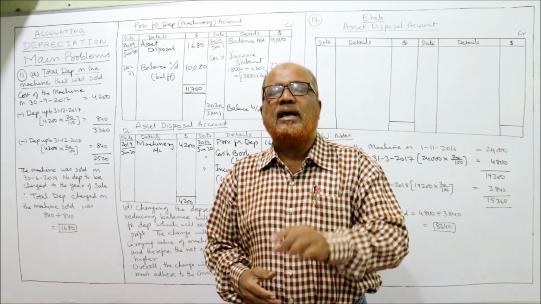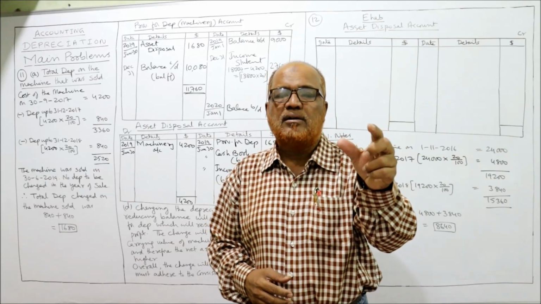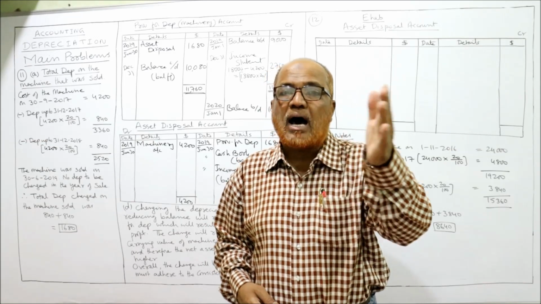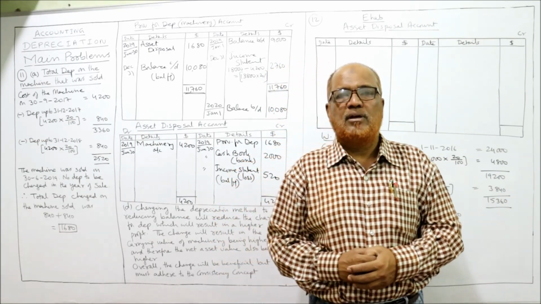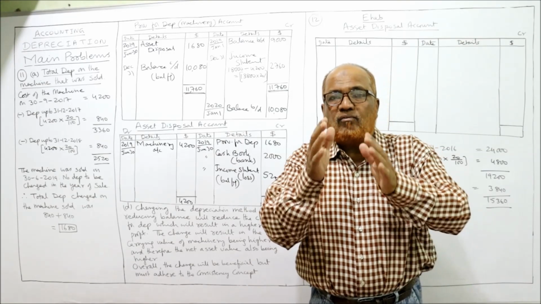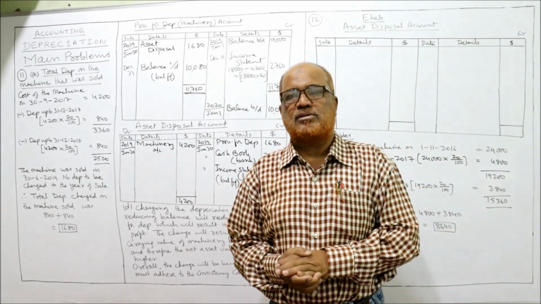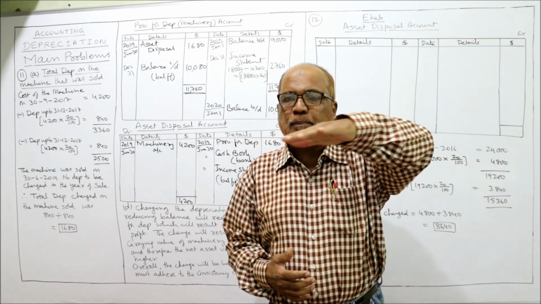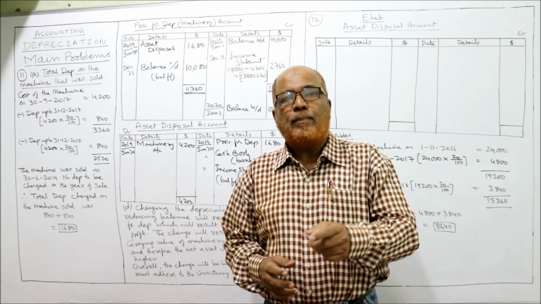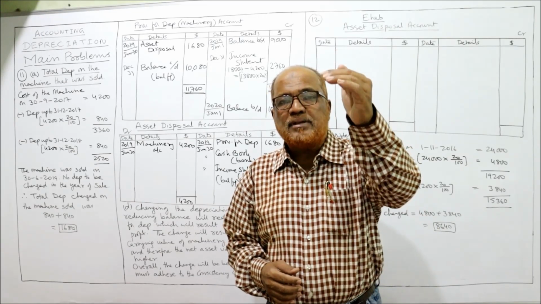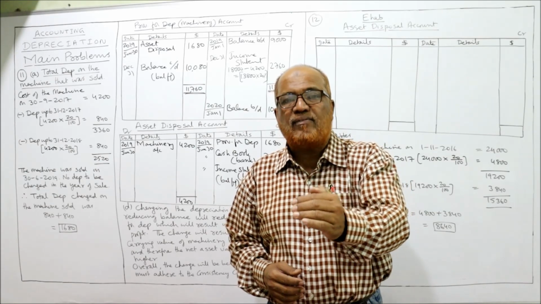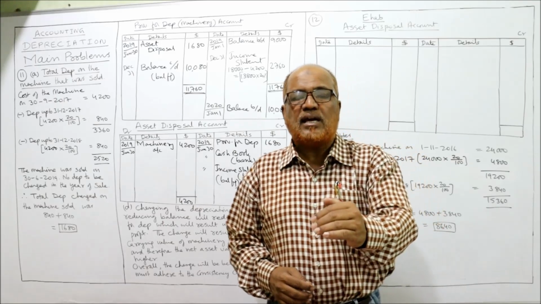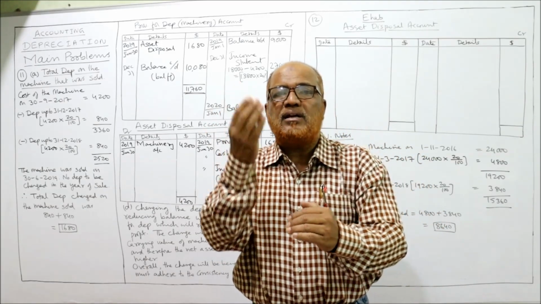Presently, the business is following SLM, the straight line method. Now there is a proposal to change the method from SLM to RBM, the reducing balance method. If the business changes, then what will be the effect on the financial statements? Now listen carefully. In the straight line method, the same depreciation will be applied every year. But in the reducing balance method, the depreciation will decrease every year. Every year it goes on decreasing. When depreciation is decreasing, the profitability will increase.